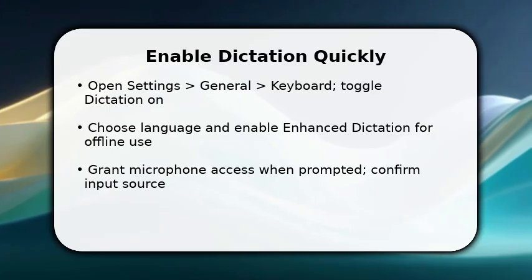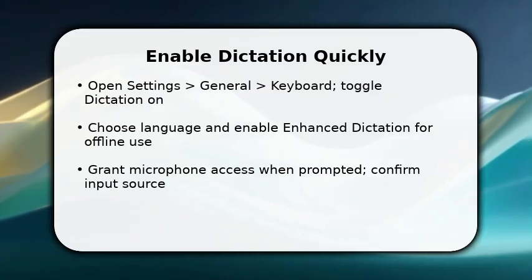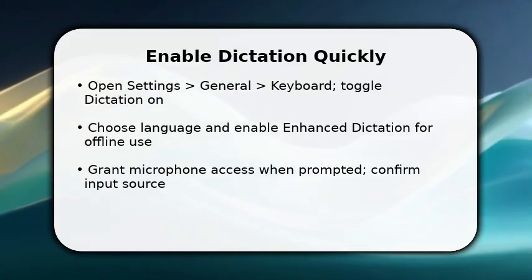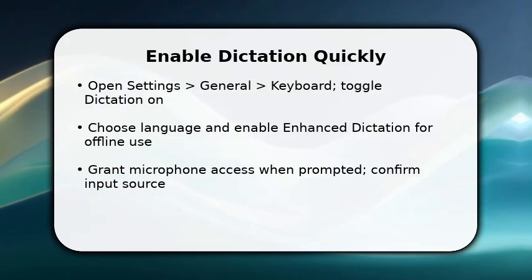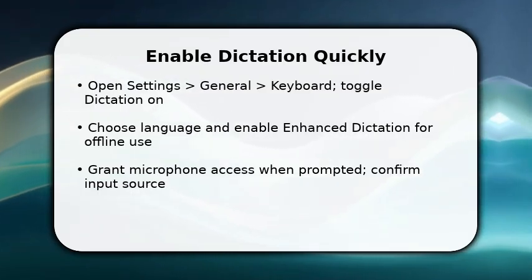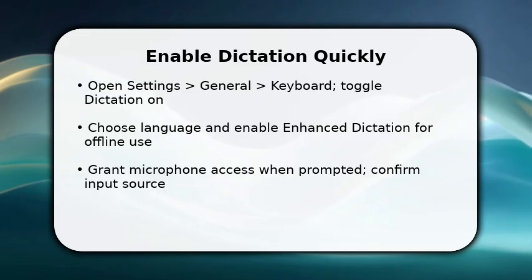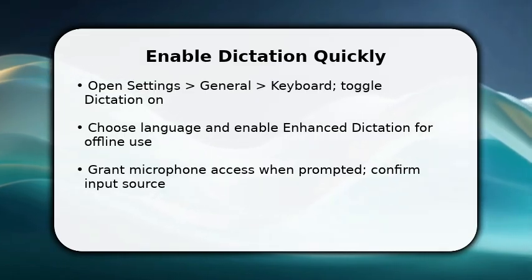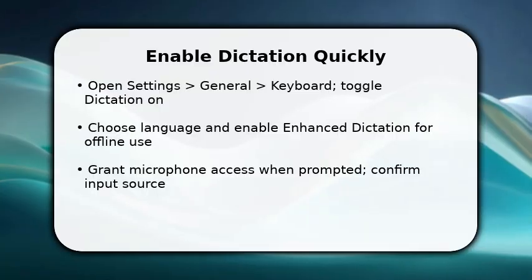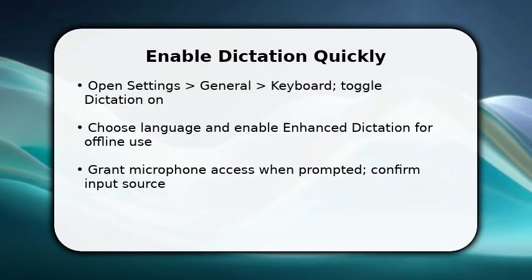You'll enable dictation now so you can dictate immediately. Open Settings, go to General then Keyboard, and toggle Dictation on. This activates the feature system-wide. Once done, pick your preferred language and enable Enhanced Dictation if you want offline processing and lower latency.